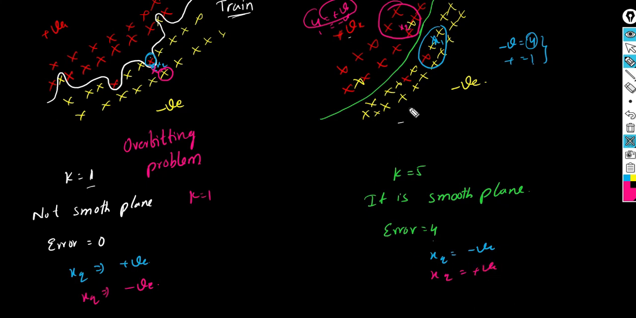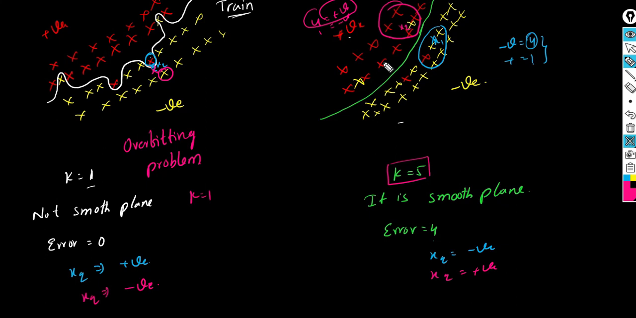By this way, by taking some reasonable k value, we are getting better results. That means we have very less problem here. This is a normal condition. Let's consider the higher k value.